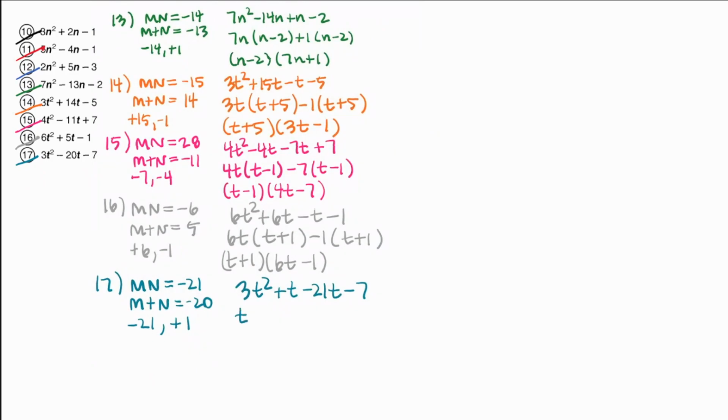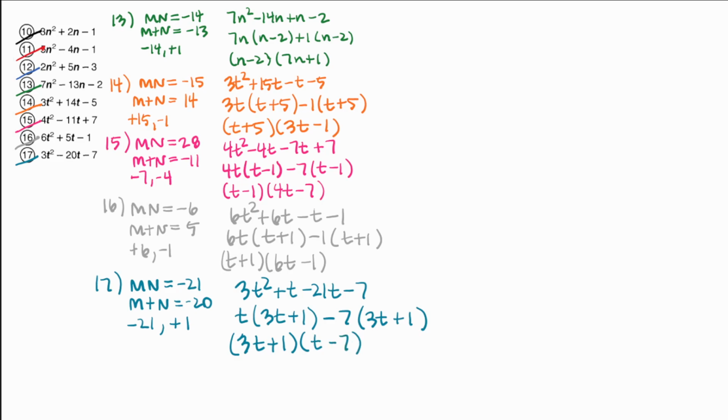Factor out, I guess, just the t from the 3t squared plus t, so I'd be left with a 3t plus 1, and I suppose I'd factor out a negative 7 there, because they're both negative, and 7 divides 21, so I'll factor out the negative 7, and now I'll be left with a 3t and a plus 1. So when I go to factor the whole thing, I've got 3t plus 1 multiplied by t minus 7.